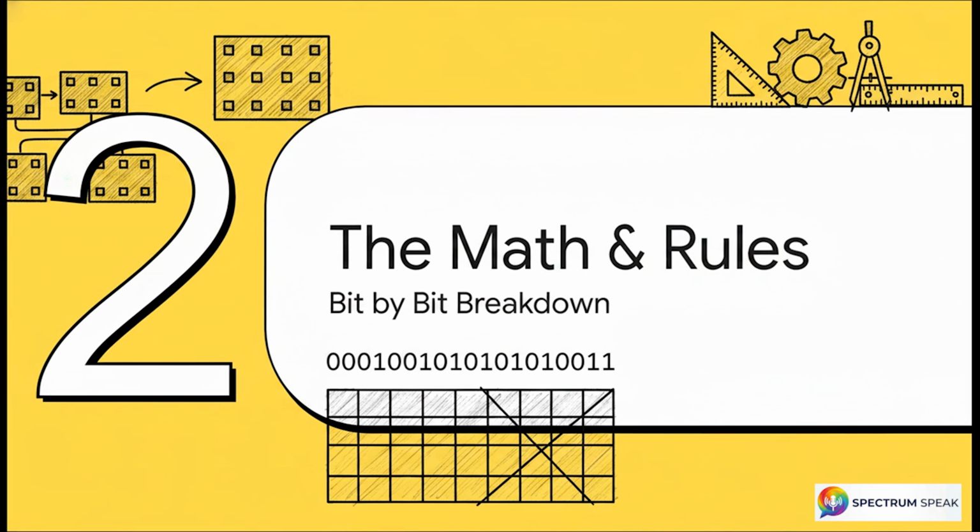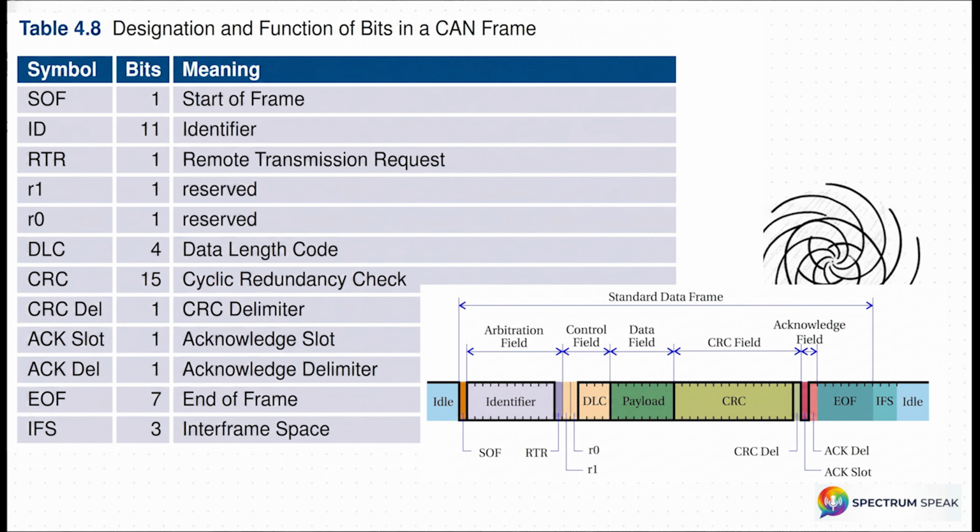So that's the big picture analogy. But what about the strict math and the rules driving it all? Now that we have that visual anchor, let's transition into the actual numbers. The CAN standard specification is incredibly rigid, guys. There is zero room for interpretation or guesswork. We're breaking down exactly what makes up a standard frame.